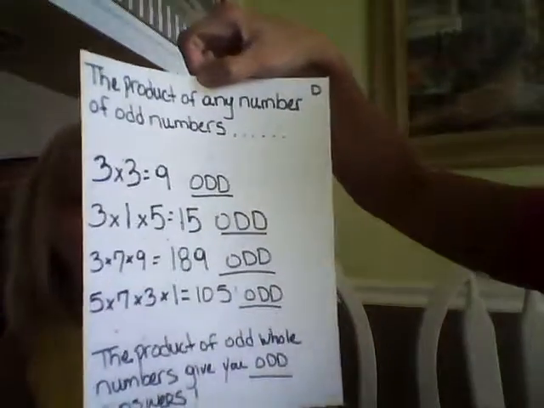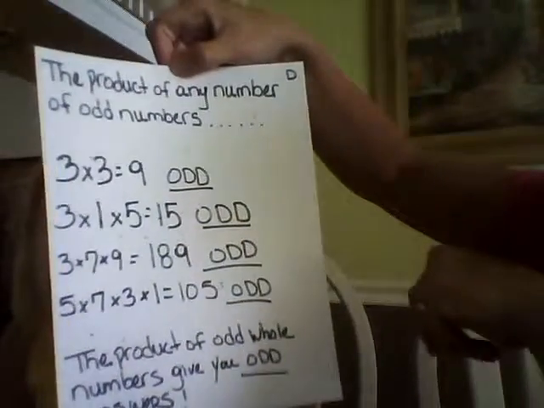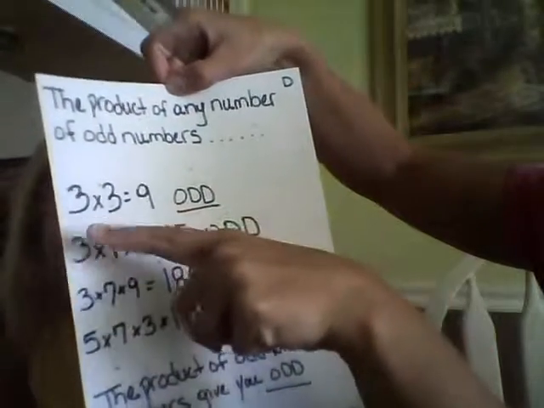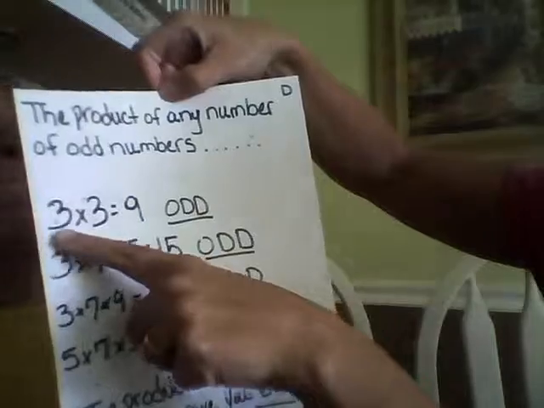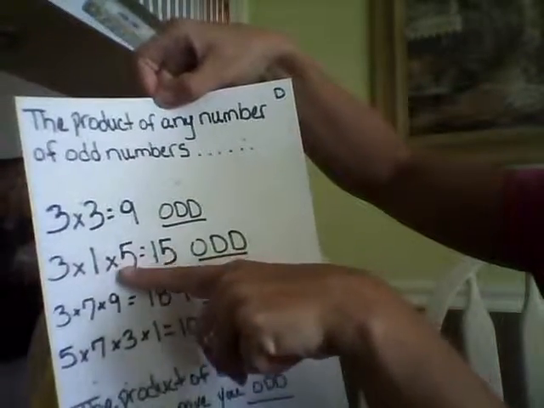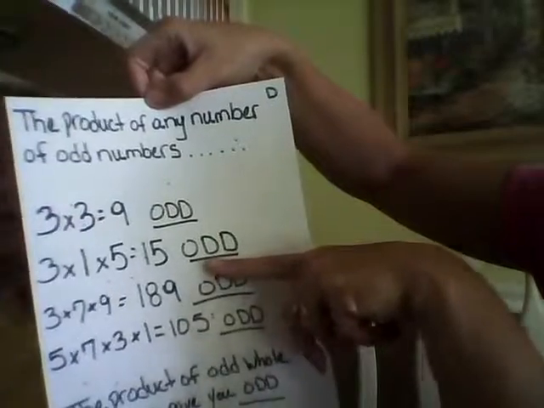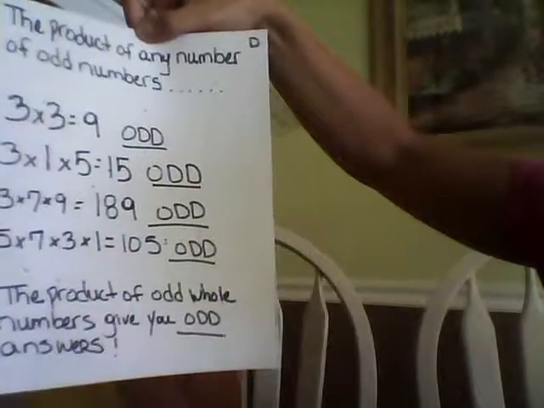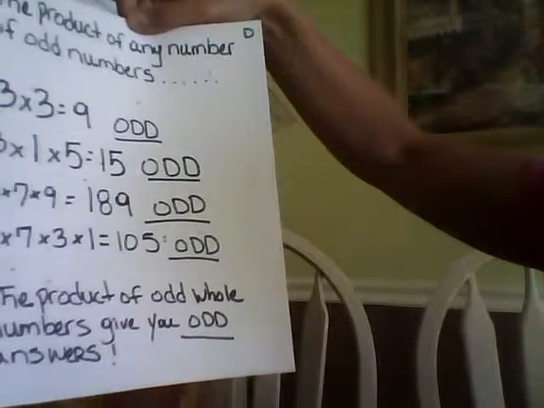Then I had to do the same thing for letter D using odd numbers. I just chose random odd numbers. 3 times 3 is 9. Two odd numbers equals an odd number. Then I chose 3: 3 times 1 times 5. My result was still odd. And there's another scenario, odd times odd. So I was able to conclude that the product of odd whole numbers gives you odd answers.